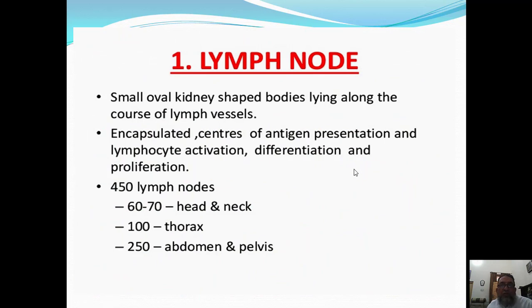What is the definition of a lymph node? It is a small oval shaped structure lying along the course of a lymphatic vessel, an encapsulated center of antigen presentation and lymphocytic activation, differentiation and proliferation. This is the broad definition, in which the lymph node is defined as a discrete small oval bead shaped structure lying along the lymphatic vessels, lymphatic channels throughout the body, and they are encapsulated.